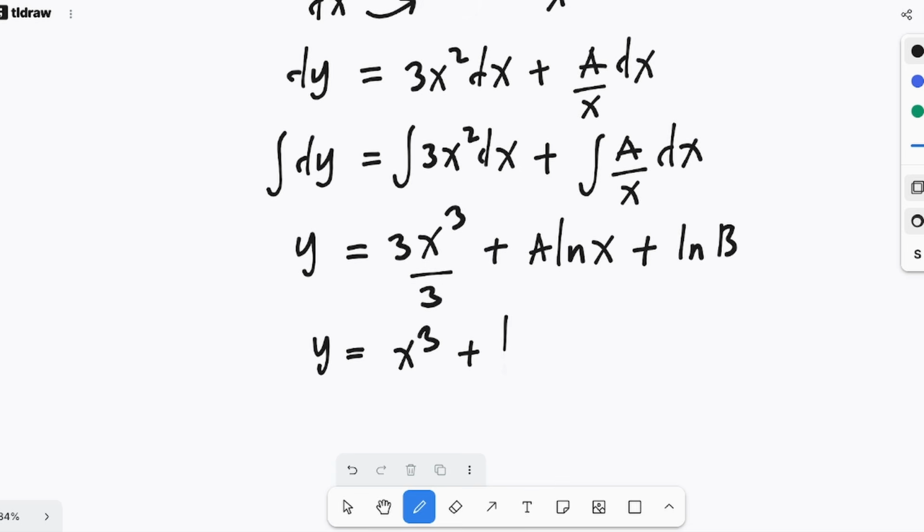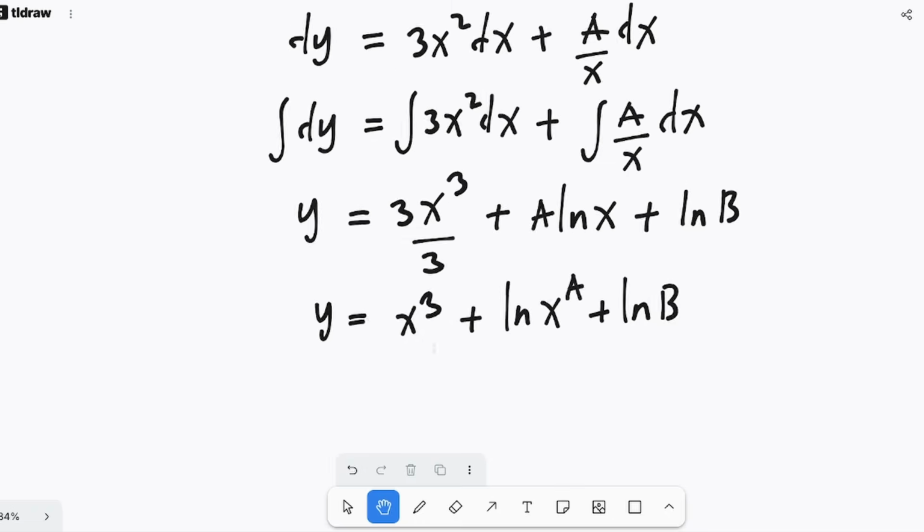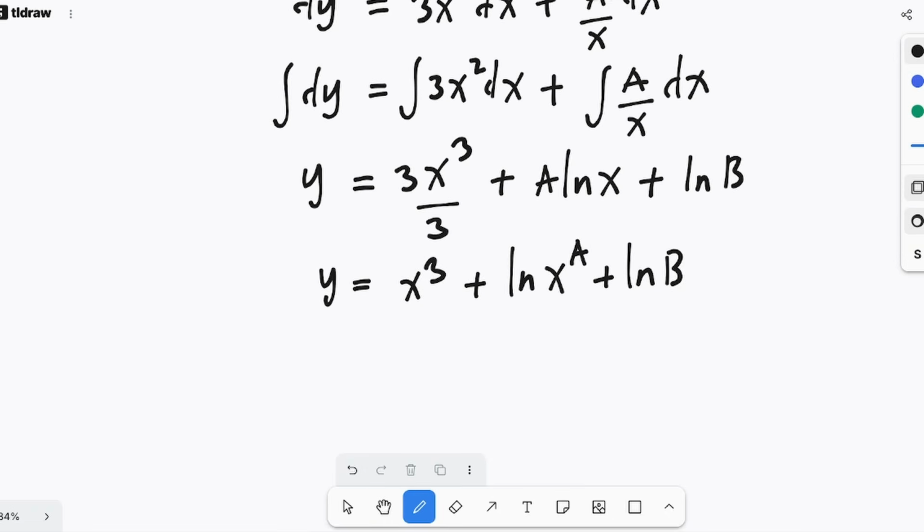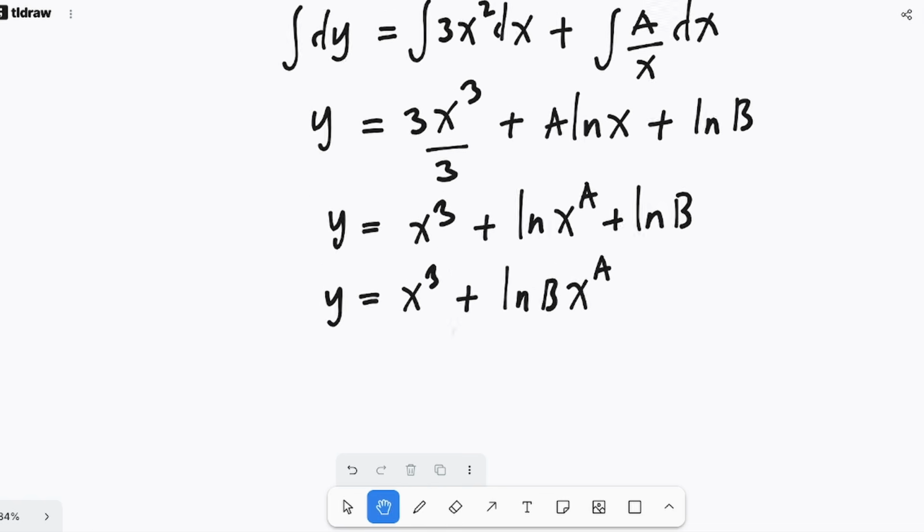We can simplify. You have ln of x power a and then plus ln b. We can obey the laws of logarithm, and when we do, we shall have y is equal to x power 3 plus ln of b x to power a. You must defeat the number to the ground, and we have defeated it to the ground.